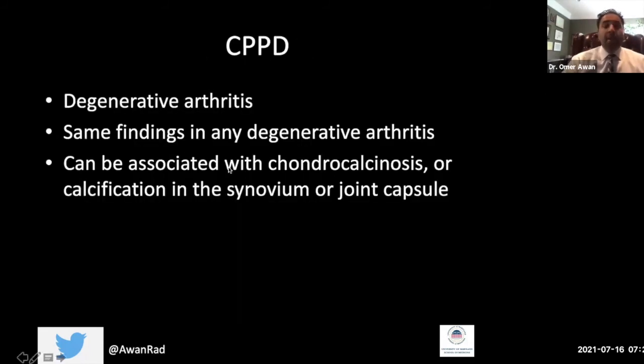Okay. Now, CPPD or pyrophosphate arthropathy is associated with crystal deposition. It has the same findings of degenerative arthritis, except the location is different. So you're going to have subchondral cysts, subchondral sclerosis, joint space loss, osteophytes. You may or may not have chondrocalcinosis, right, which is calcification in certain spaces like the TFCC, the ligaments, the joint capsule. But the distribution is going to be different.